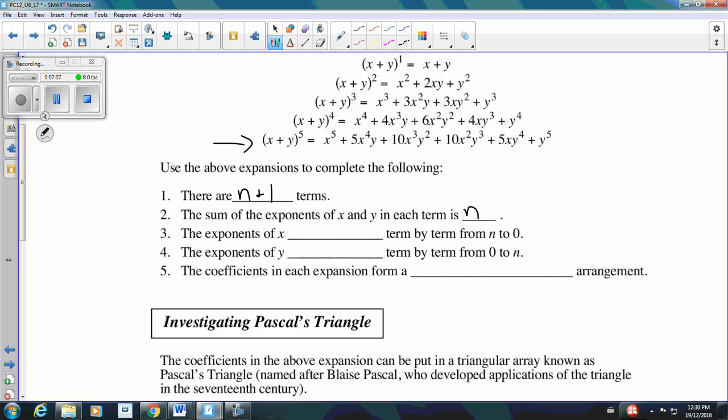The exponents of x decrease term by term. So we start with x to the 5, and we end up with x to the 1, and then x to the 0. Well, the exponents of y increase term by term from 0 to n. The coefficients in each expansion form a symmetrical arrangement.